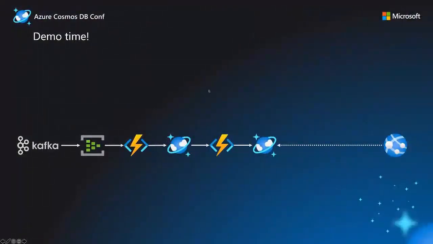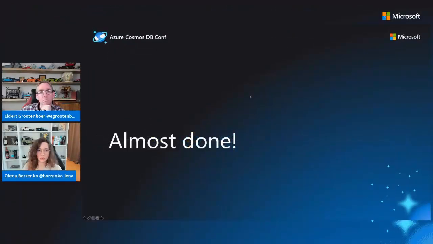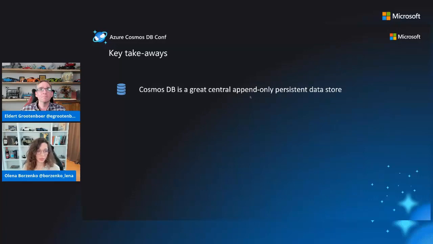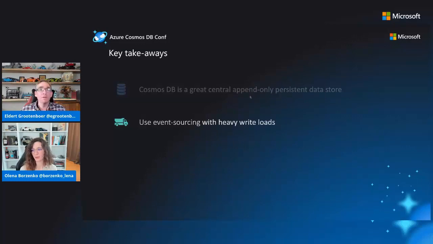So yeah, that's all for the demo part. And before we finish our presentation, I want to summarize all that we said before, with a couple of key takeaways. First of all, again, Cosmos DB is a great fit for event sourcing as a central append-only persistent data store. And about event sourcing, let's say a couple of words.